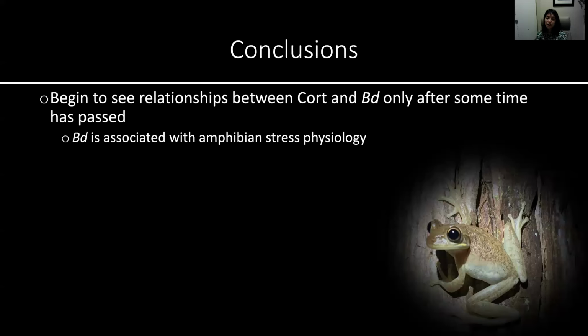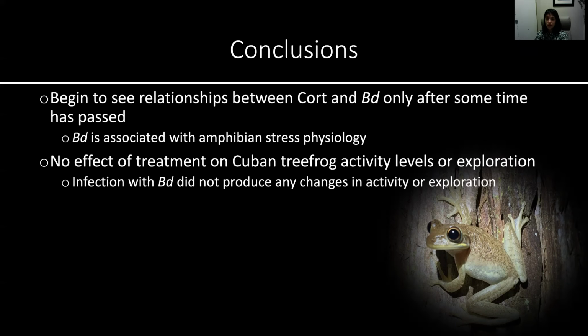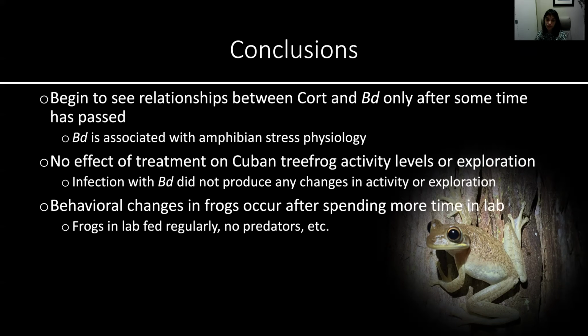And so to reiterate our findings, CORT levels were associated with BD infection, but only at the final time point. So this really emphasizes the need to take repeated CORT measurements over a period of time. Otherwise, you might miss some associations that are happening later on. In addition, treatment did not have an effect on frog activity levels or exploratory behaviors. So BD doesn't seem to be playing a role in these specific behavioral changes.